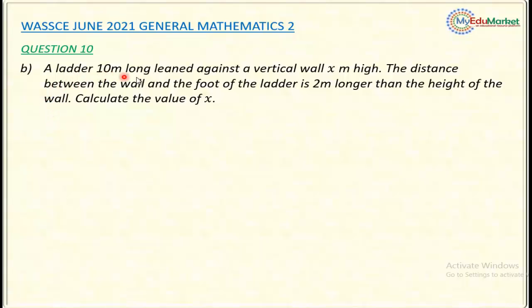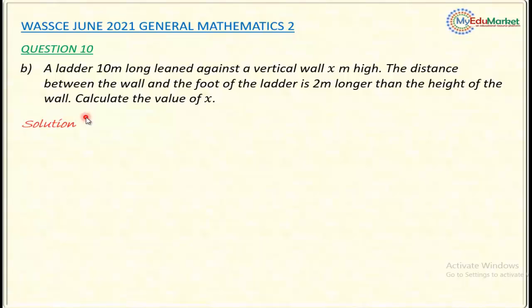A ladder 10 meters long leans against a vertical wall x meters high. The distance between the wall and the foot of the ladder is 2 meters longer than the height of the wall. The question asked is to calculate the value of x. So this is the question. I will attempt to answer this question right now.